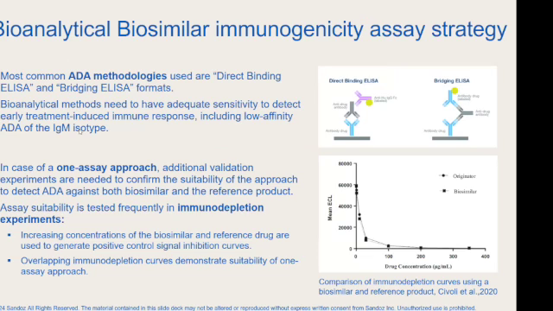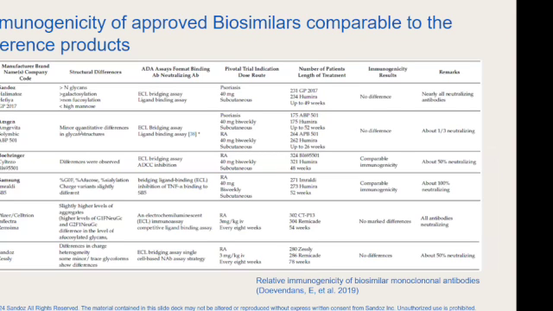where we have depletion curves in our assay, where we spike either with the reference product, the originator, or the biosimilar. If the depletion curves overlap, it's a demonstration that the assay is feasible to detect anti-drug antibodies against both the reference, originator, or the biosimilar. This is how it's actually done in industry. Looking at immunogenicity of approved biosimilars, we can skip that.